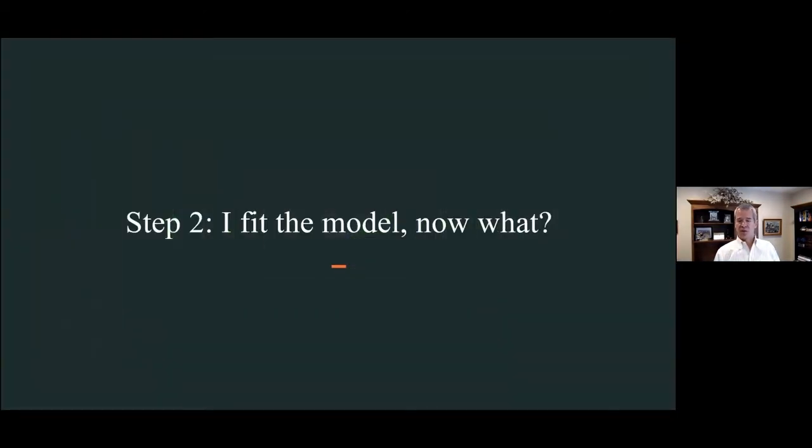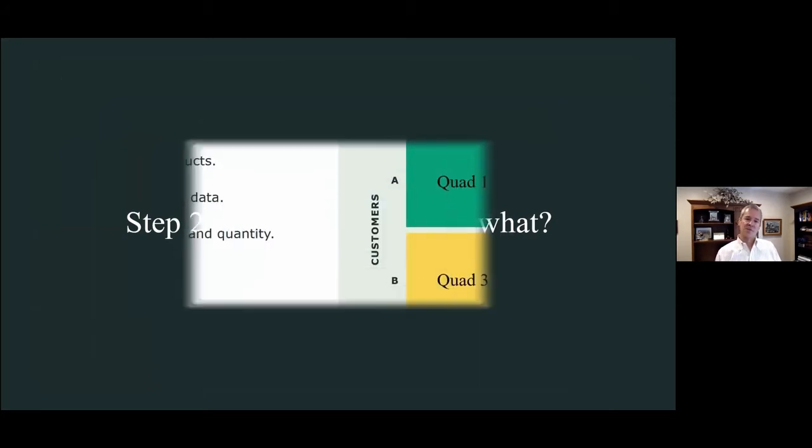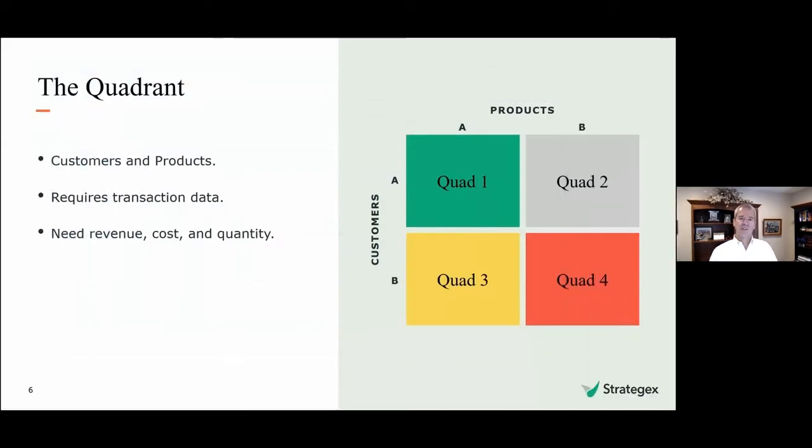So you've done the quartiles. You see that you fit the model. You're 89, 7, 3, 1. Now what? Well, the next step is to look in more detail of the data. And what we're looking for is the strategic intersection of the customers and products.